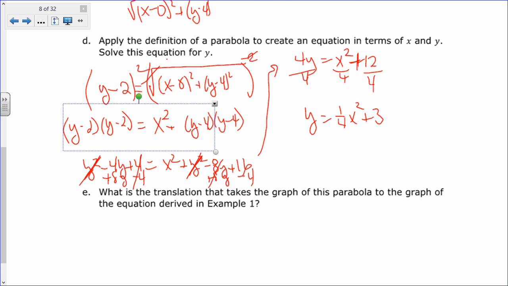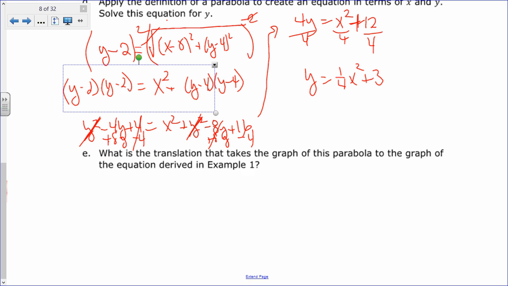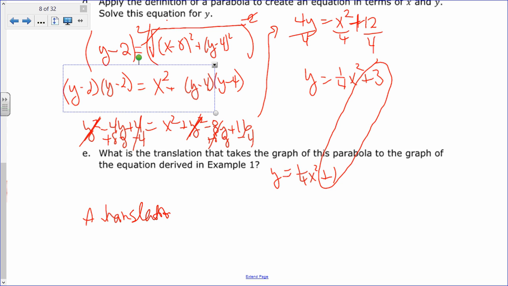Now, part E asks, what is the translation that takes the graph of this parabola to the graph of the equation derived in example 1? My equation for example 1 was y equals 1/4 x squared plus 1. So the only thing that's changing is that plus 1 and plus 3. And if that's the only thing that's happening, this is a translation down 2 units.